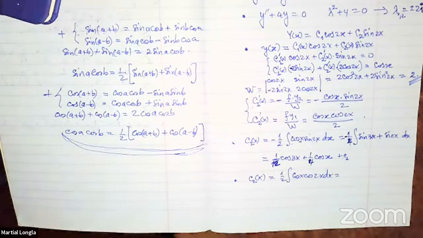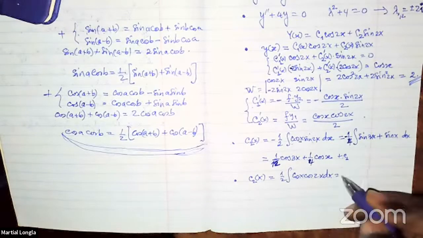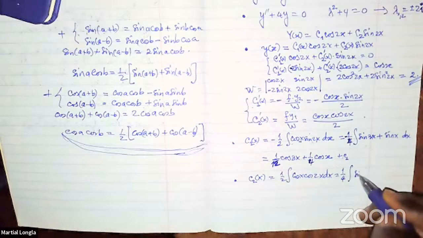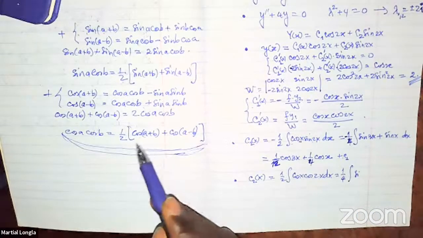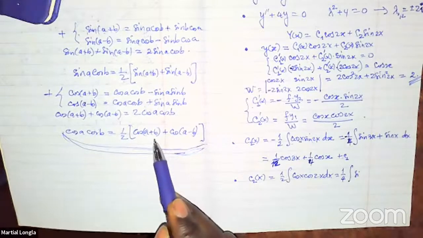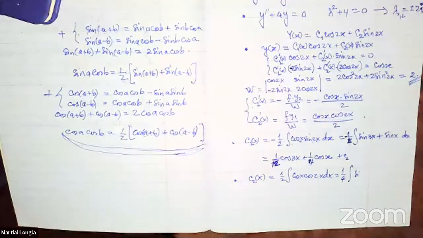Anyone to tell me what that substitution gives here? I got 1/12 sine 3x plus 1/4 sine x plus c2. How is that going to be sine with this formula? Oh, I was talking about the answer I got. Oh, I want you to give me step by step. You know I always ask for the steps.